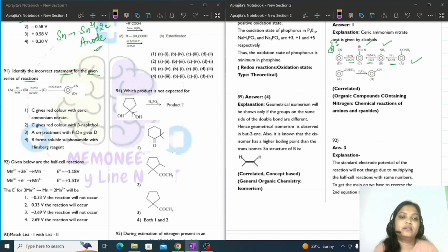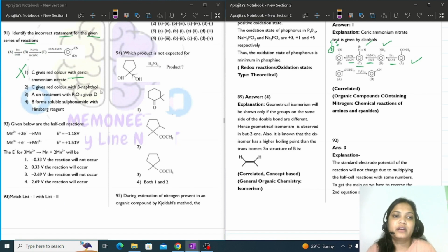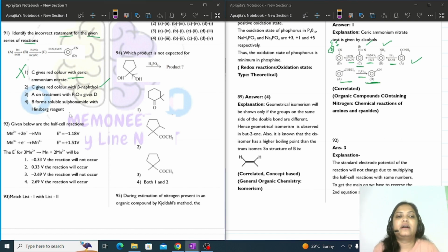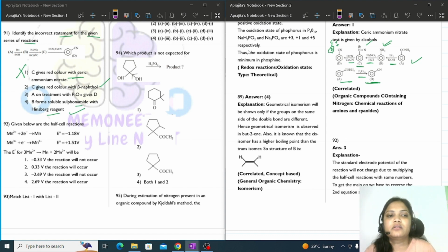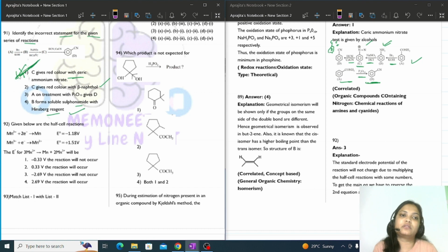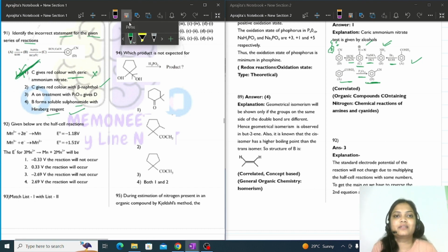So the incorrect statement is the first one, because C, which is our diazonium salt, will not give red color with ceric ammonium nitrate. It will give red color with beta-naphthol. This is true. And A on treatment with P4O10 gives nitrile, this is also true, and the other statements are true. B forms a soluble sulfonamide with Hinsberg reagent, so aniline will give that sulfonamide with Hinsberg reagent. So the incorrect statement is option A, so this is the right answer since it's an incorrect statement.